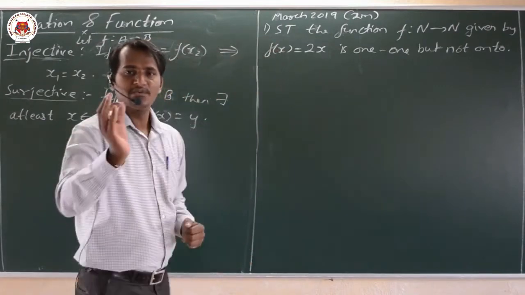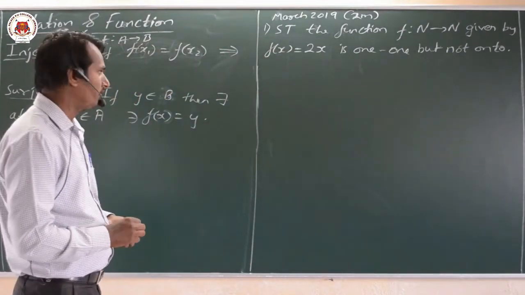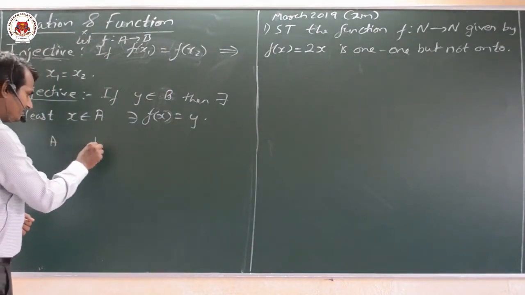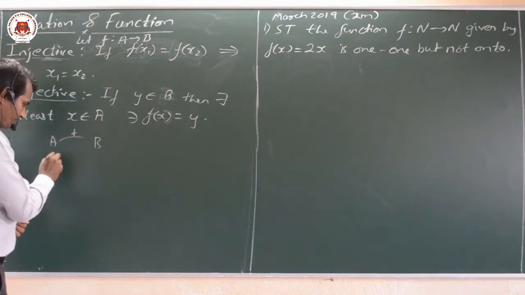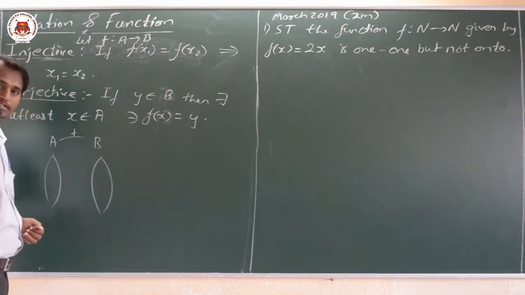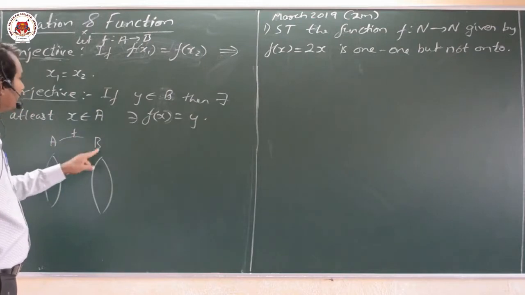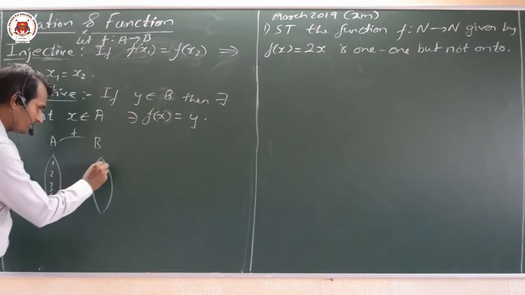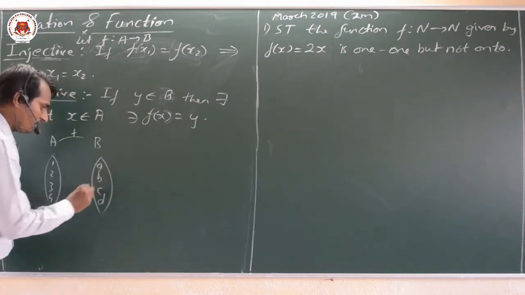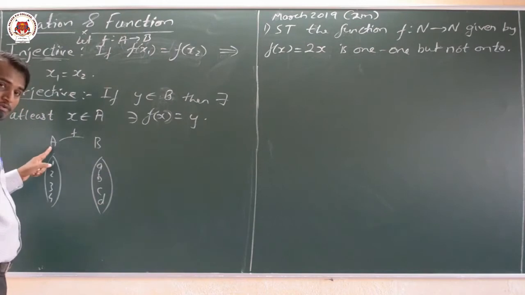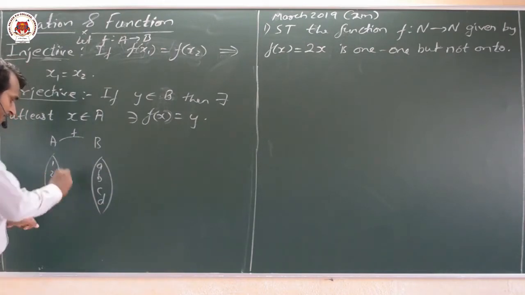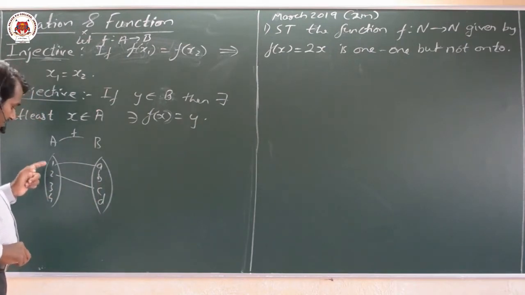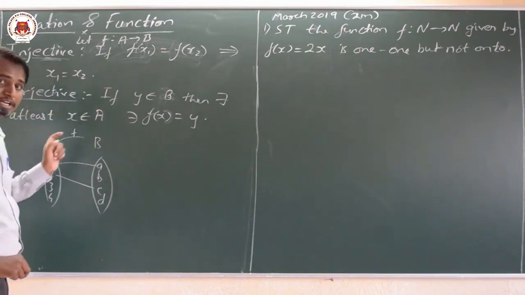In the previous class we saw the definition of our 1-1 function. What do you mean by 1-1 here? Let us have a function f from A to B, with elements 1, 2, 3, 4 and a, b, c, d. For every element of the set A we have an image; different elements of the set A have different images in the set B.